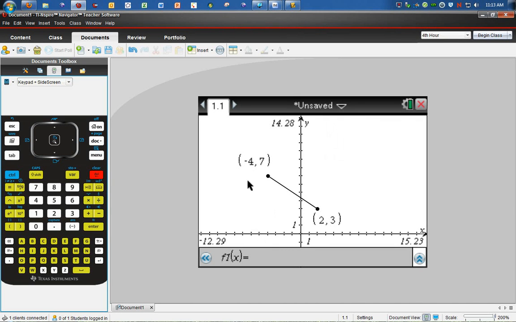Alright, now we're going to use the same segment that we've been using to verify the distance formula. One of the nice things in our calculators is that we have the capability of just measuring the segment and getting the answer right away.